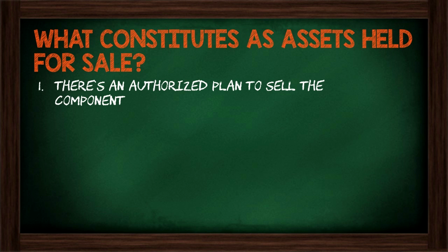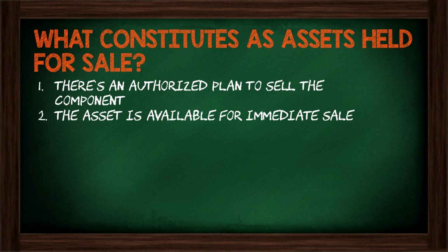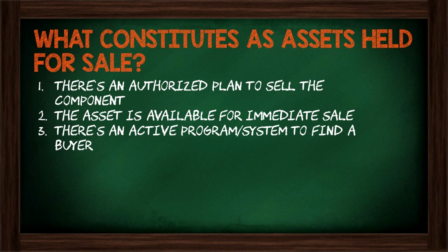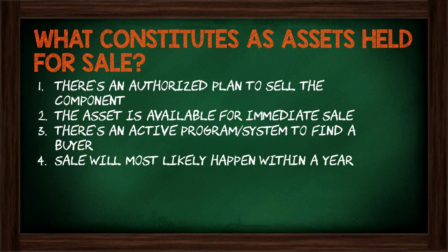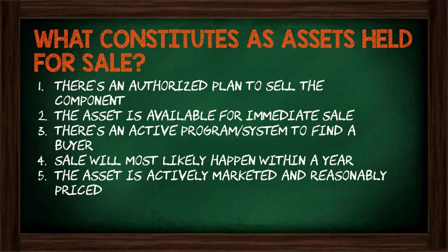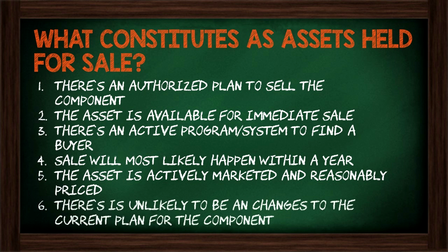What does that mean? Well, here's some more criteria for you. There are 6 criteria that make up assets held for sale. So the first one is that there's an authorized plan to sell the component. The second is that the asset is available for immediate sale. Third, there's an active program or system that the company's using to find a buyer of the discontinued operation's assets. Fourth, the sale of the assets will most likely happen within a year. Fifth, the asset is actively marketed and reasonably priced. And 6, there is unlikely to be any change to the current plan for the discontinued operation's assets.